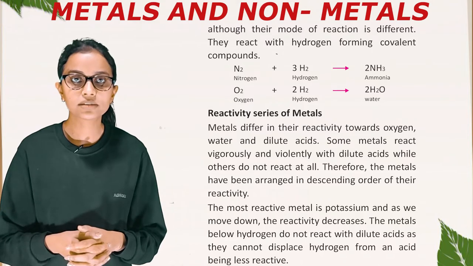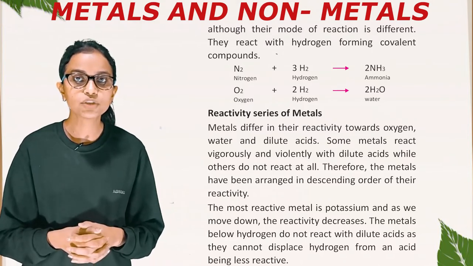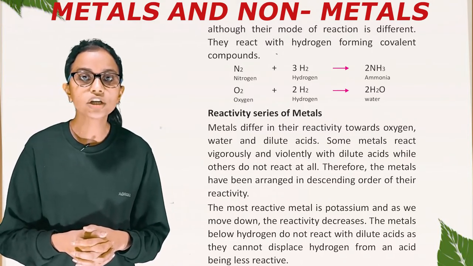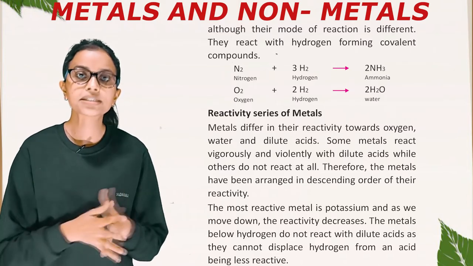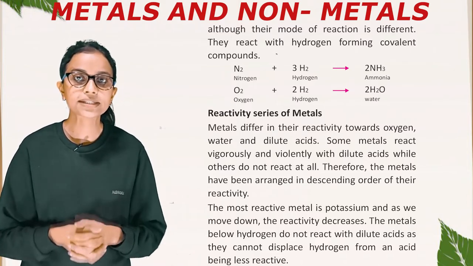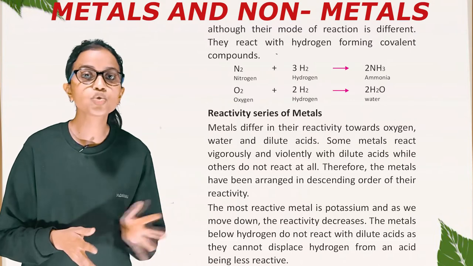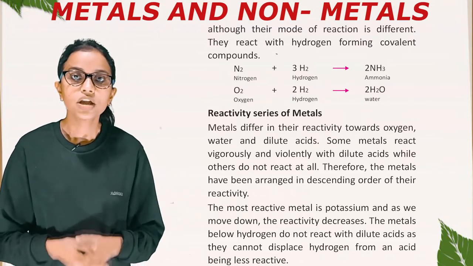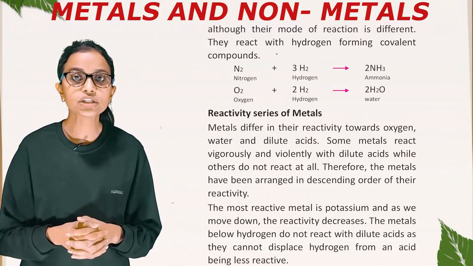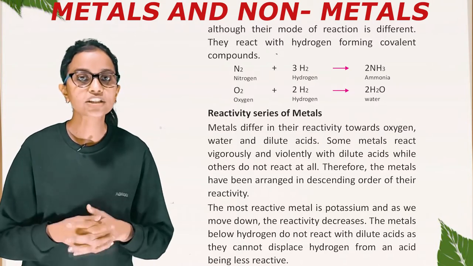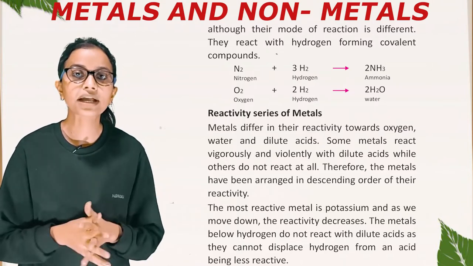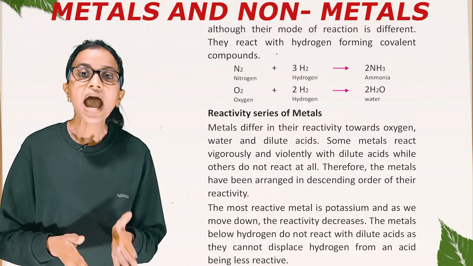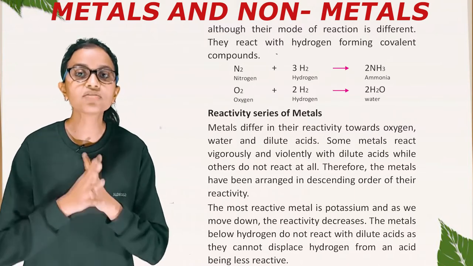Reactivity series of metals. Metals differ in their reactivity towards oxygen, water and dilute acids. Some metals react vigorously and violently with dilute acid while others do not react at all. Therefore, the metals have been arranged in descending order of their reactivity. The most reactive metal is potassium. As we move down, the reactivity decreases.